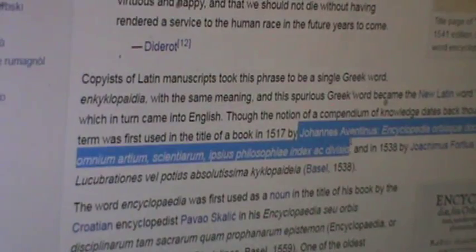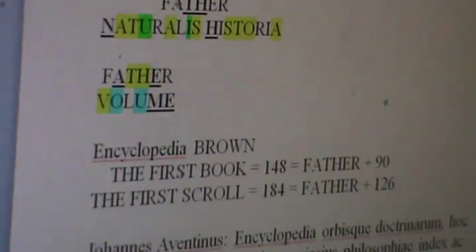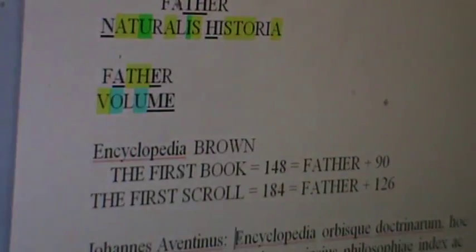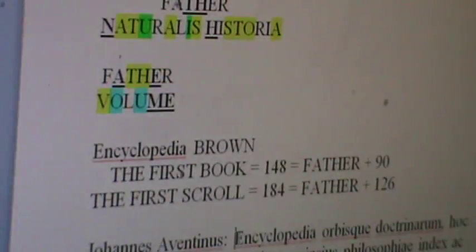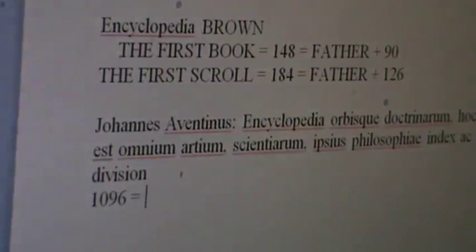The term was first used in the title of a book in 1517 by Johannes Aventinus: Encyclopedia Orbis Doctrinarum hoc est omnium artium scientiarum ipsius philosophiae index ac divisio. Now that is a title worthy of the Father. And I'm just here to preach the accuracy of all this. His full name is plus 1, just like mine, Father, and encyclopedia is plus 1, and then the whole title is exactly 1,096 points, which is the largest offset over Father that I've ever seen.